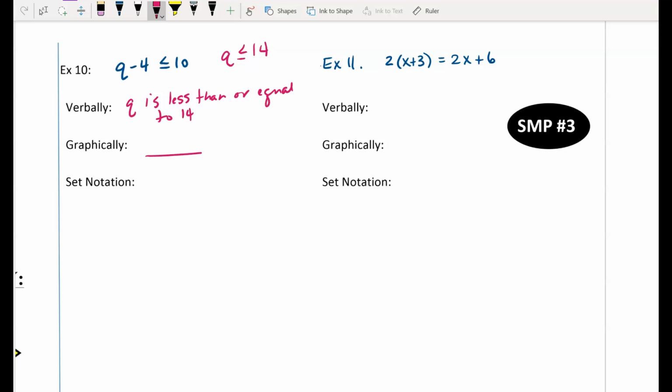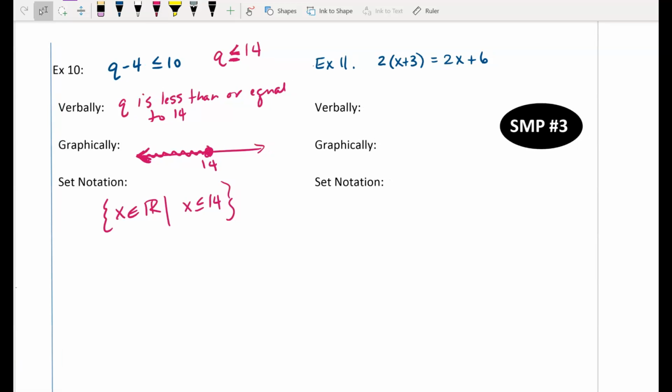If I want to show that on a graph, then I'm going to start with my boundary number of 14, and then I want to shade in the direction of the inequality. So I want to include the 14 because of the equal sign, and I want to shade to the left. So this arrow at the end of the number line matches my inequality symbol as long as my variable, my letter, is on the left side. Now for set notation, I can say x is an element of the real numbers such that x is less than or equal to 14, or if you want to put the verbal statement inside the set, then you can do that.